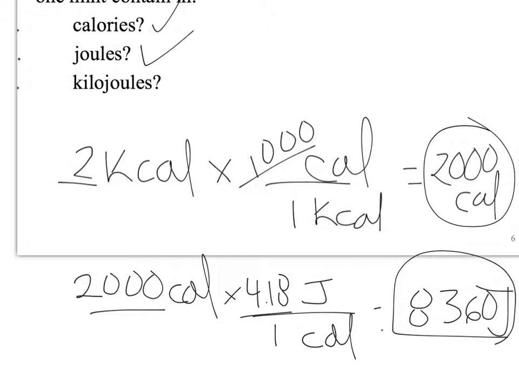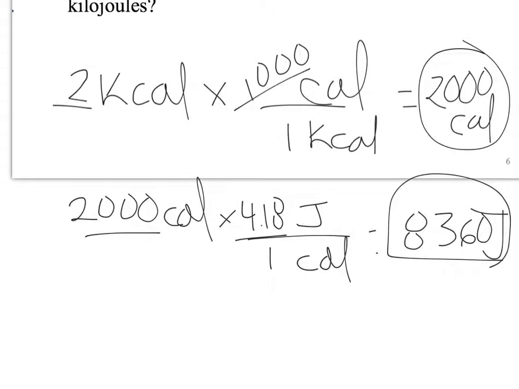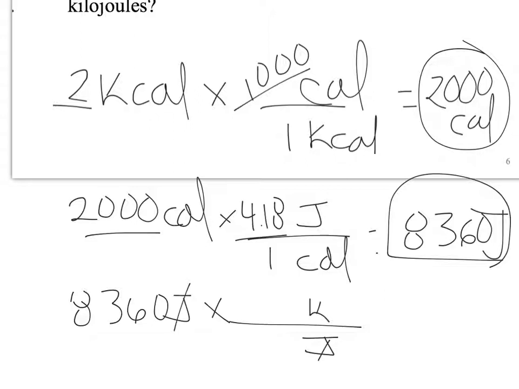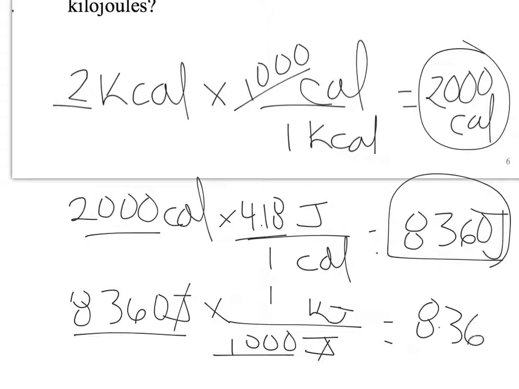And the last one is kilojoules. So we have 8,360 joules. We're going to convert that to kilojoules. The unit that we want to cancel here is joules, and kilojoules is the one that we want for our answer. 1 kilojoule is 1,000 joules. So we take this number divided by 1,000, and the answer will be 8.36 kilojoules.